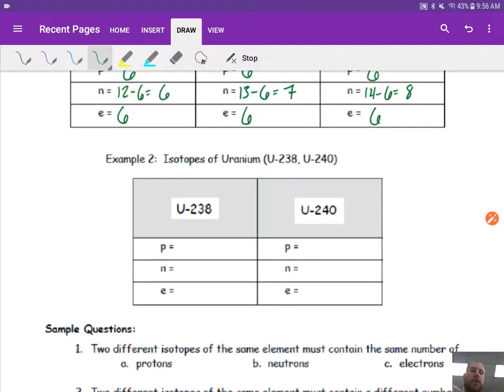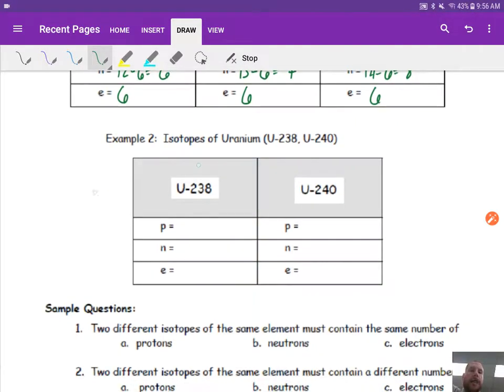My encouragement to you right now would be to try pausing the video and figuring out the protons, neutrons, and electrons of uranium-238 and uranium-240. So, let's see what we get.